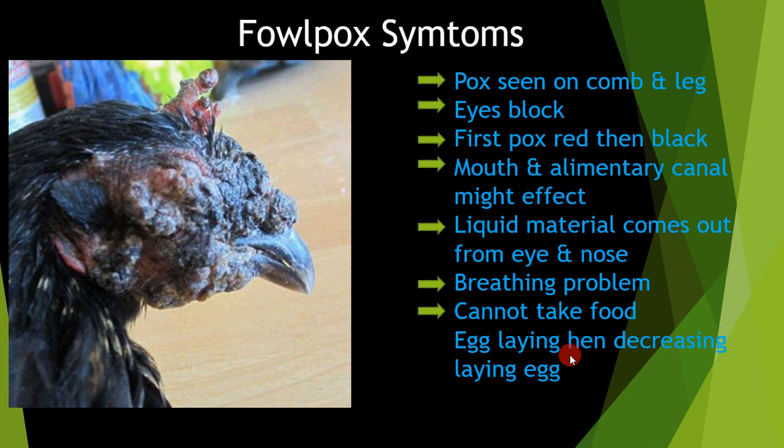Because I told you the mouth and alimentary canal are affected by the pox, they get some breathing problems and cannot take food. And egg laying hens decrease their egg laying. This is the most important point. So in a layer farm, if this fowl pox disease attacks, it will be a disaster for that poultry farm.